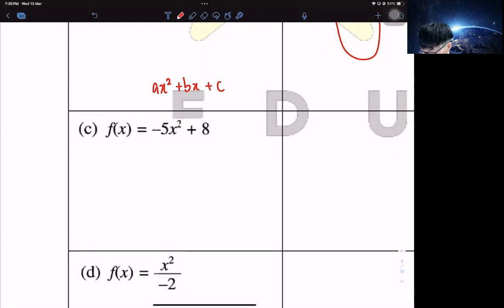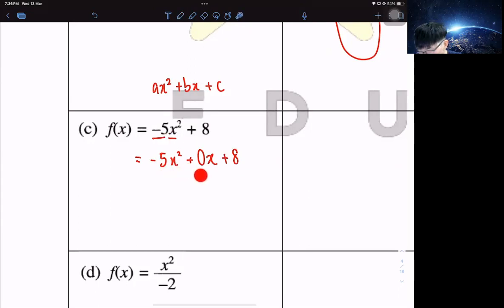You can see ax squared. What about b? Does anybody know what b is? Actually, b is zero. You already see x squared, x, no x, so it's supposed to look like this.